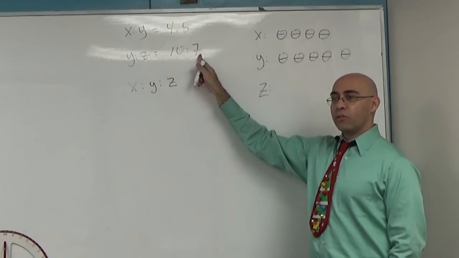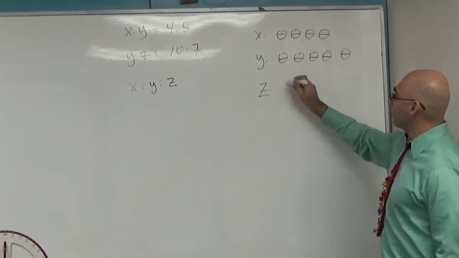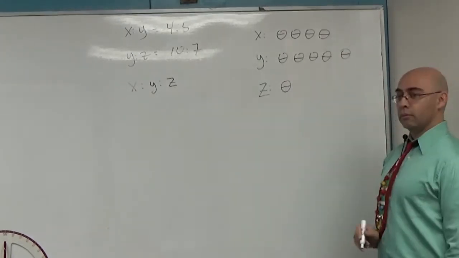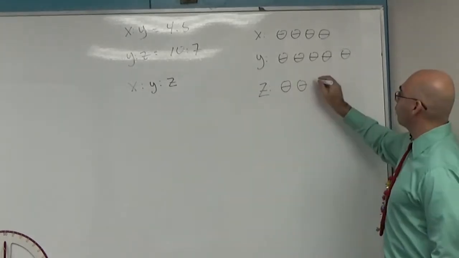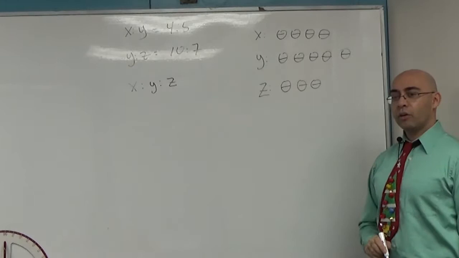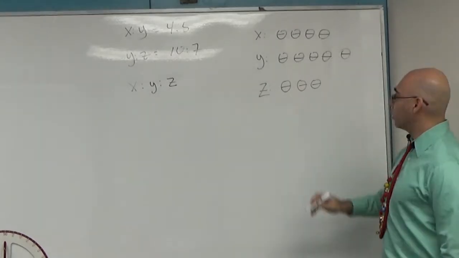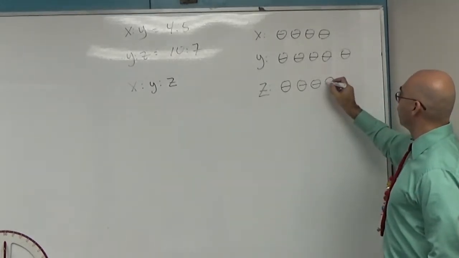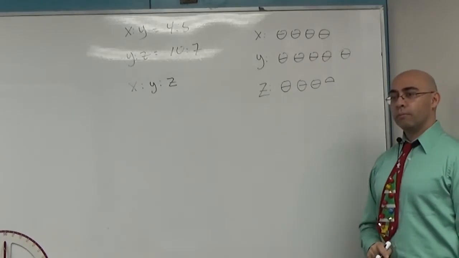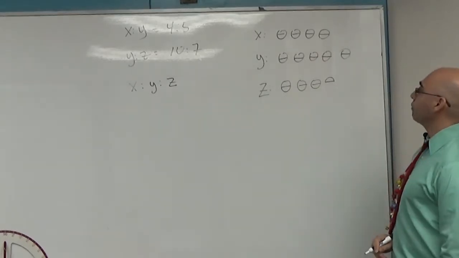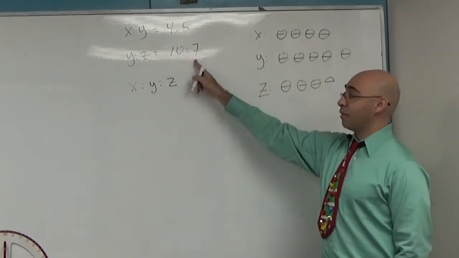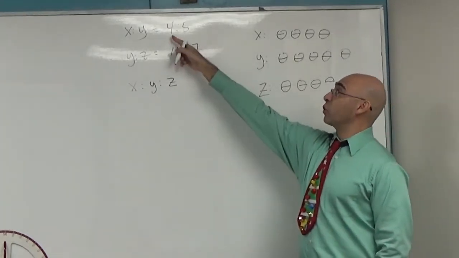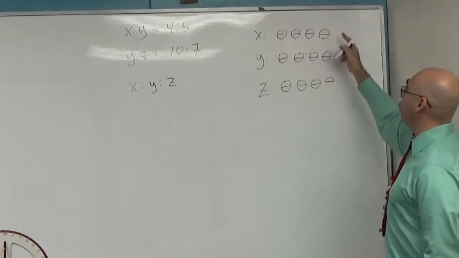How many pieces do I need for z? 7. So let's draw. There's 1, 2, 3, 4, 5, 6. How am I going to write 7? Just the half. There we go. So I have 10. I have 7. If I'm talking full circles, 4 and 5.